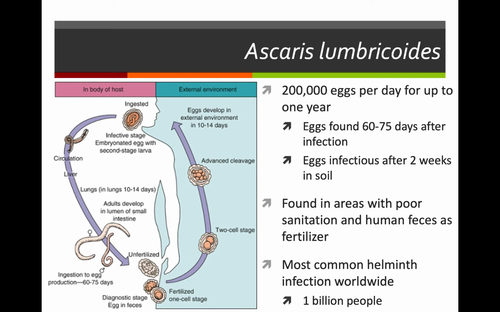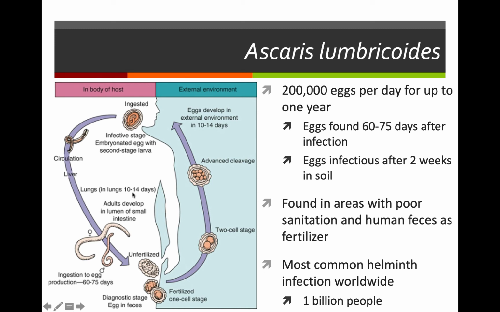So if we look at the life cycle, let's start at the beginning. We have eggs that are found in the feces. The eggs will continue to divide from a 2-cell stage to a more advanced embryonated stage. And at this point, after 10 to 14 days in the external environment, if the egg is ingested, this is considered to be the infective stage because you have the larvae inside. The larvae will enter circulation. They will go to the liver. They can go to the lungs.